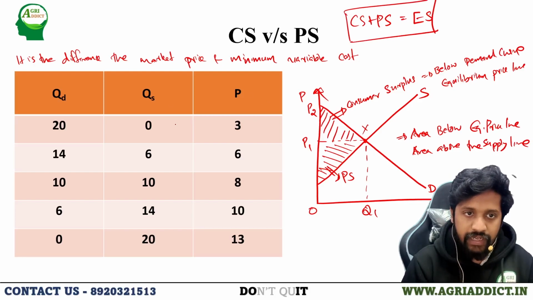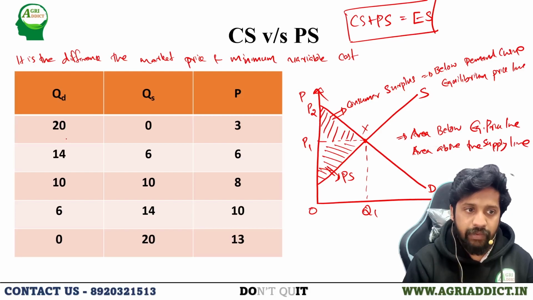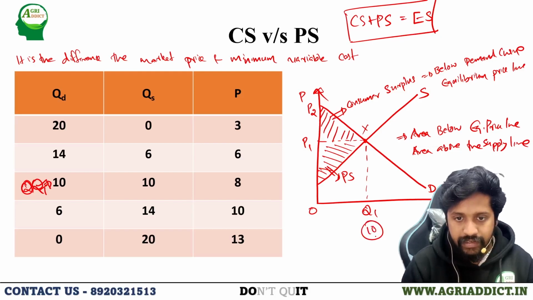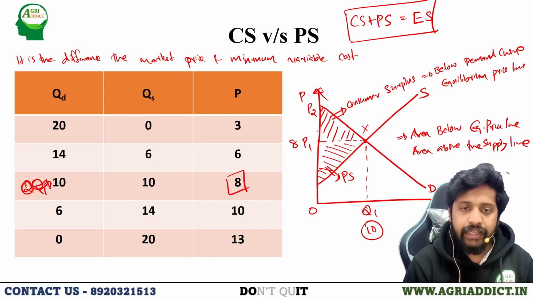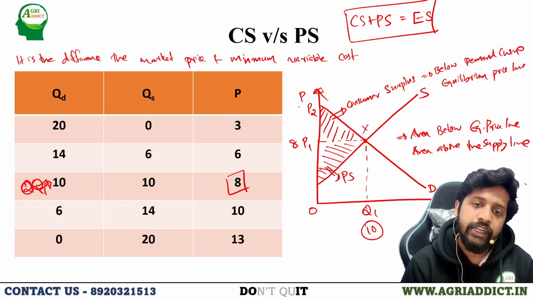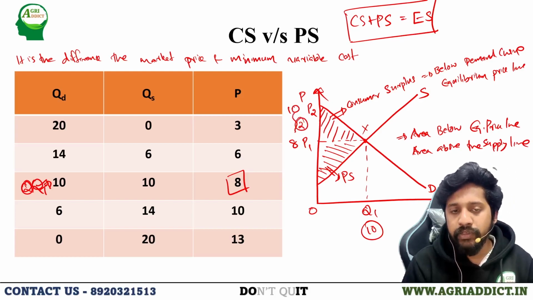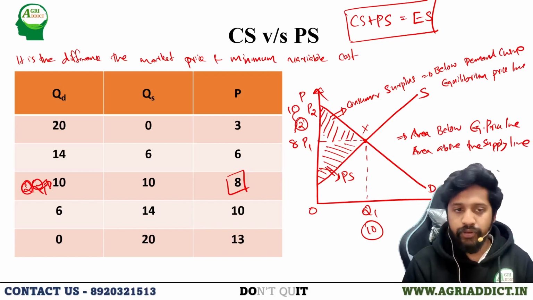So graphically we have turned this table into a graphical representation here. As we have already discussed, the quantity demanded decreases and the quantity supplied increases, and here see at the quantity 10, that is OQ1. So OQ1 is 10 units of quantity, and what is the price? This is 8. So equilibrium price is 8, but the consumer was ready to purchase this one at 10 rupees. Therefore additional 2 rupees of consumer surplus he is getting. So this is how we are defining this consumer surplus as well as this producer surplus.